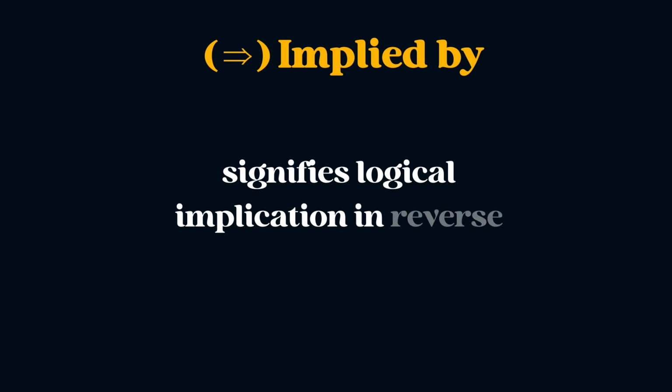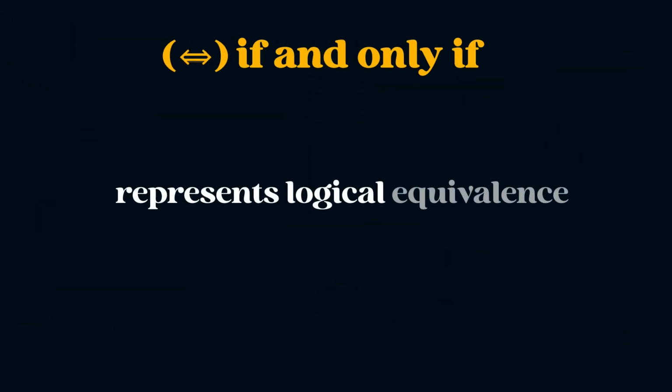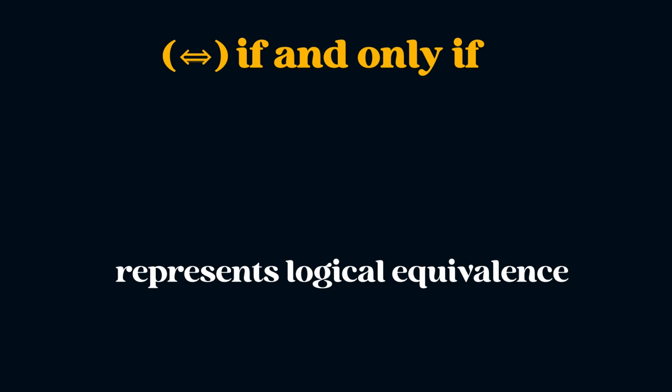47. Implied by. This arrow signifies logical implication in reverse. For example, B implied by A means A implies B. 48. If and only if. This symbol represents logical equivalence. For instance, A if and only if B means A is true if and only if B is true.